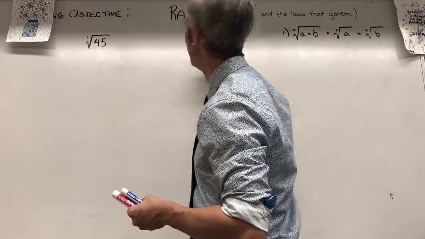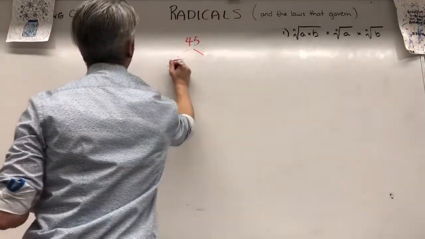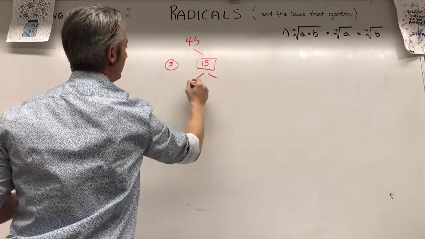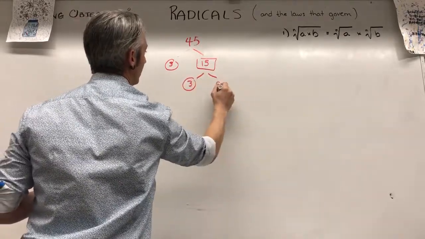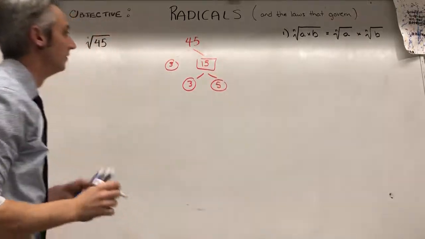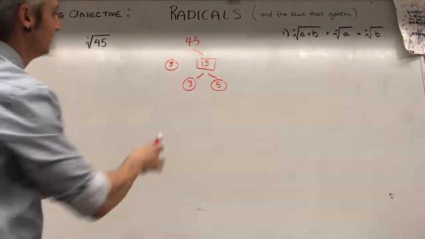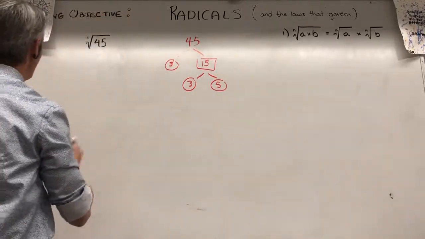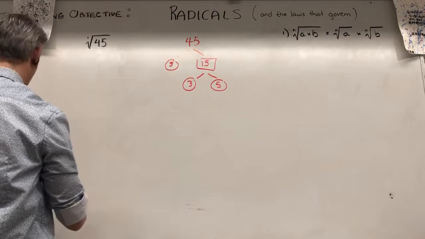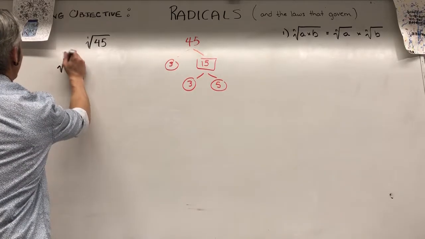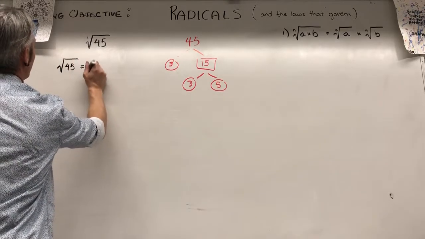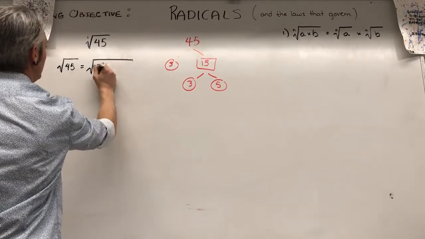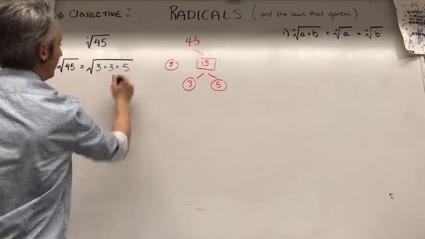Okay, 45 divided by 2? No. Divided by 3? Yes. 3 and 15. 15 divided by 2? No. Divided by 3? Yes. And I get 3 and 5. A little bit shorter of a process. And these are all prime factors. So then I say, okay, the square root of 45 can be written also as a product of its prime factors. 3 times 3 times 5.